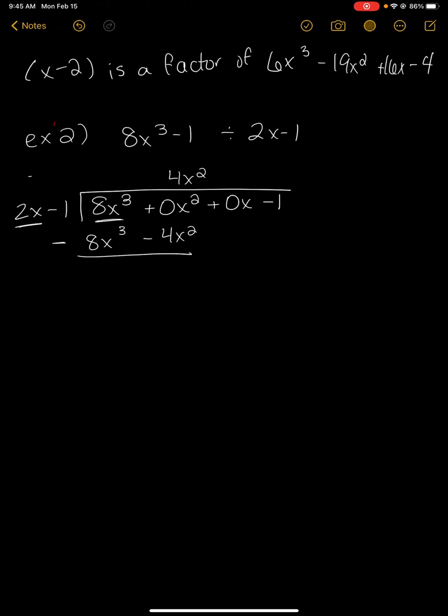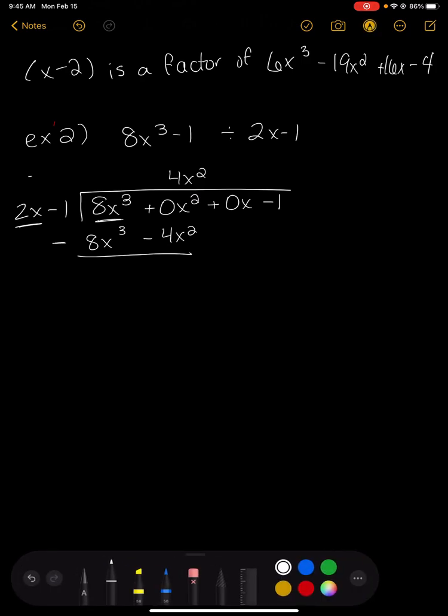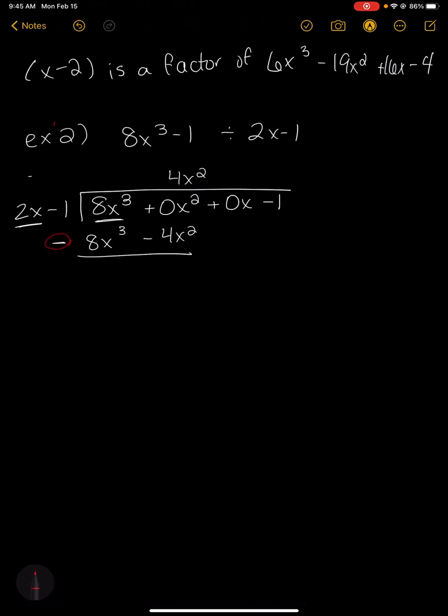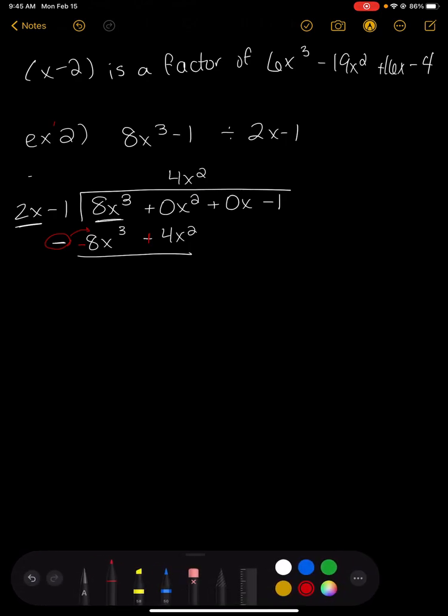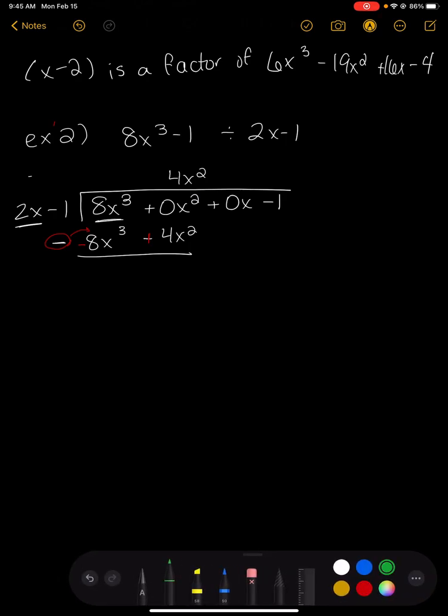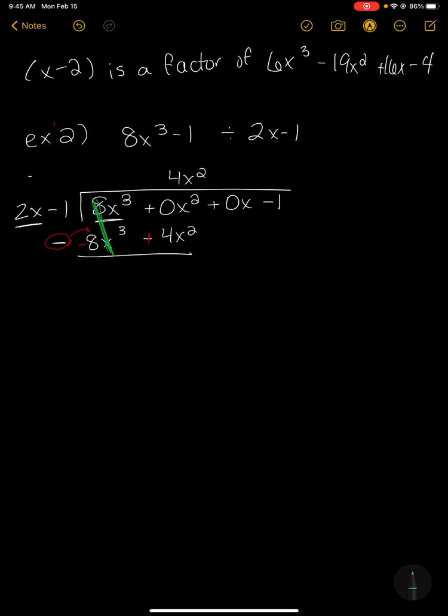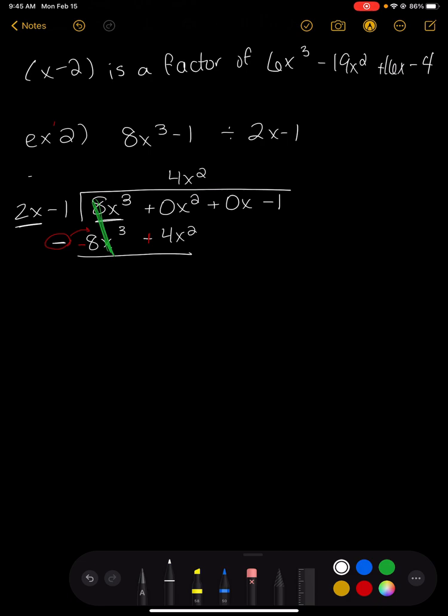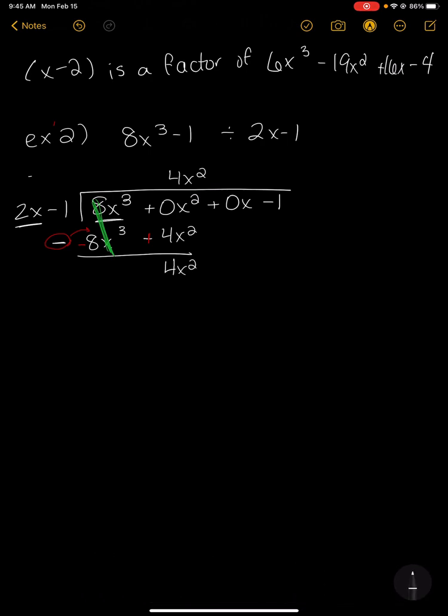When I subtract, make sure that we distribute the negative everywhere. It's a negative. This becomes a positive. And then my first term should simplify to 0. 8x cubed minus itself is 0. And then we've got 0 plus a 4x. So we end up with a 4x squared, and then we're going to bring down a 0x. That's kind of weird to bring down nothing, but we want to make sure that our final answer is correct. So that's why we bring down the next term even though it's a 0.